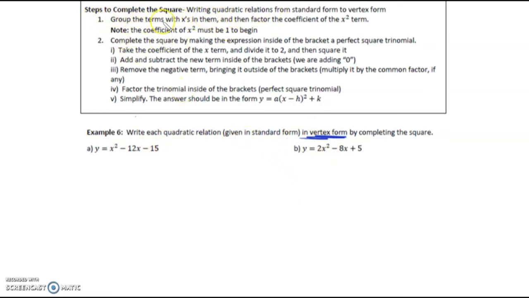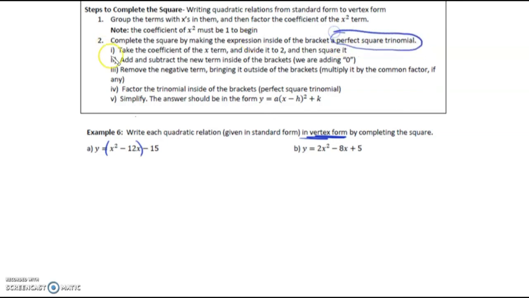Number 1, we're going to group terms with x's in them, usually just the first 2 terms. And we're going to factor out the coefficient of the x squared term. This one's easy because the coefficient's 1, so we can actually skip that step. Just know that the coefficient of x squared must be 1 to begin, so we can go ahead and begin.